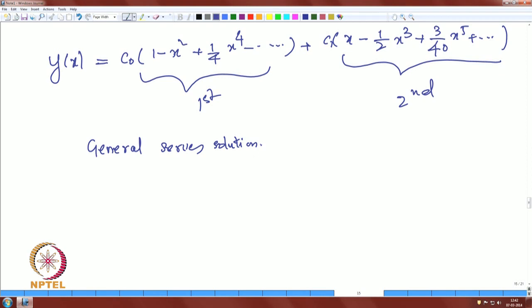So, therefore, by doing this method, if a point is an ordinary point, we can get two linearly independent series solutions of a differential equation. And if the point is a singular point, there are methods, Frobenius methods and all, that will come in another series. Okay, so with this I would like to finish. So, we have seen that even if the differential equation has variable coefficients, we can have a solution in power series form, series solution.